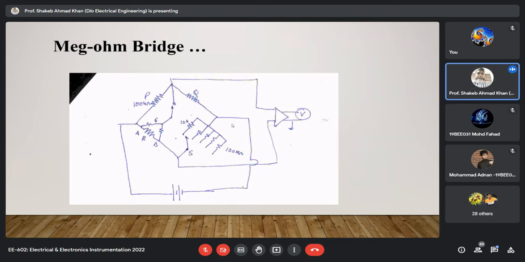And then in high resistance, leakage current is one of the potential causes of error, and using a guard circuit we can take care of it. As far as high resistance measurement methods are concerned, they are the direct deflection method, then the loss of charge method, and the mega ohm bridge that I discussed today. So all these things we discussed here, and with this knowledge you can read any literature based upon the measurement of resistance, and I hope that you will be able to understand and comprehend the issues discussed there.